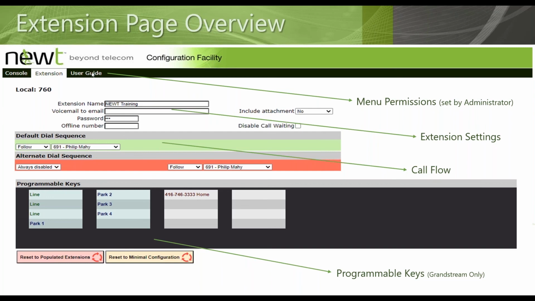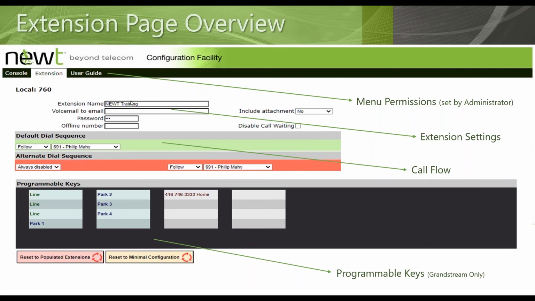So let's take a look at the extension page overview. What is this? When we are highlighted on the extension menu, it really breaks down into 4 different parts. First and foremost, we have an arrow here. This is your menu permissions, which is set by your administrator. In this particular case, we have the console, which I'll get into in a second, your extension settings, and then access to the administrative user guide if you need it. Okay. Then the second part here is your extension. This would be, as an example, the local extension 760.